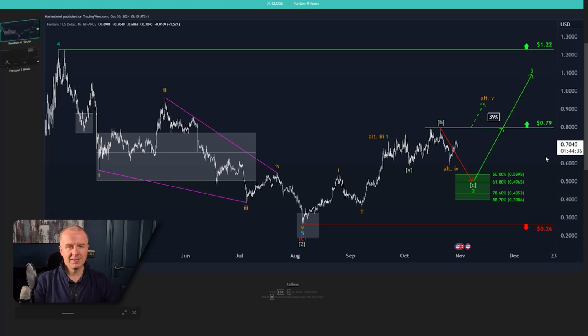And that's our perspective. We need further confirmation: as long as the price holds above the trading area, a break above 79 cents would confirm further the bullish expectations. That's the update about Fantom.